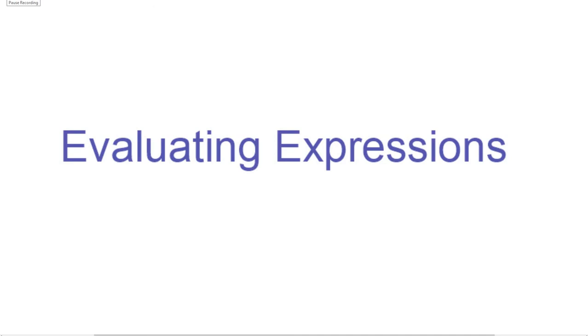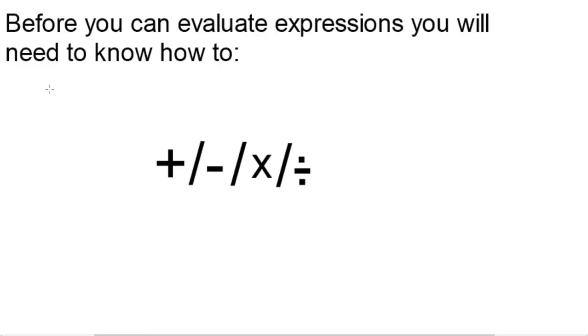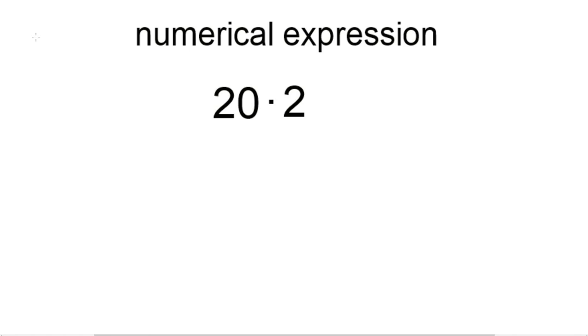Let's evaluate expressions. Before you can evaluate expressions, you will need to know the following: how to add, subtract, multiply, and divide. We're going to be looking at two different types of expressions. The first is a numerical expression, and that's simply an expression with numbers and an operation in between. In this case, you see 20 times 2, so we're using the operation multiplication. And so when we evaluate this expression, we see that 20 times 2 is just 40. And so that's how you evaluate a numerical expression.